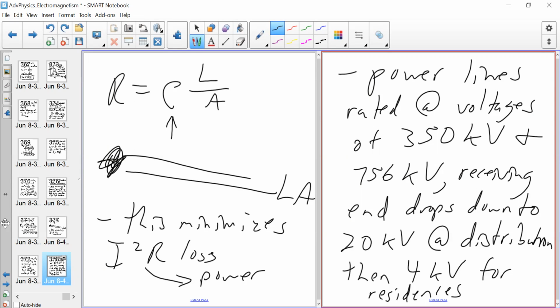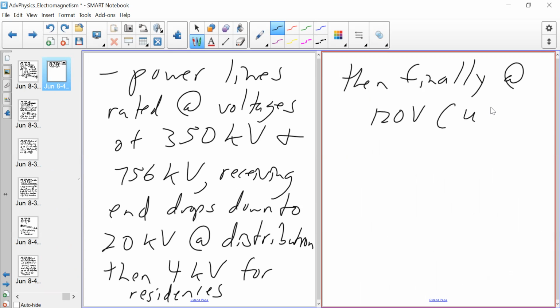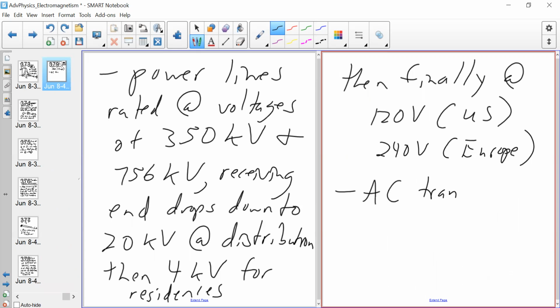So that's for residences. And finally, 120 volts, commonly in the US, 240 volts in Europe, at your customer site. So how do we do all that? Well, the AC transformer is a device that steps voltage down.